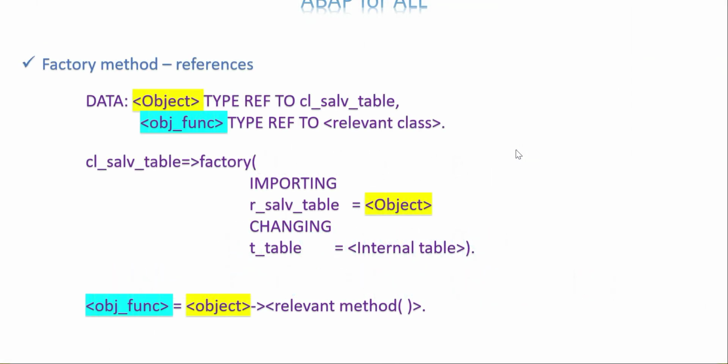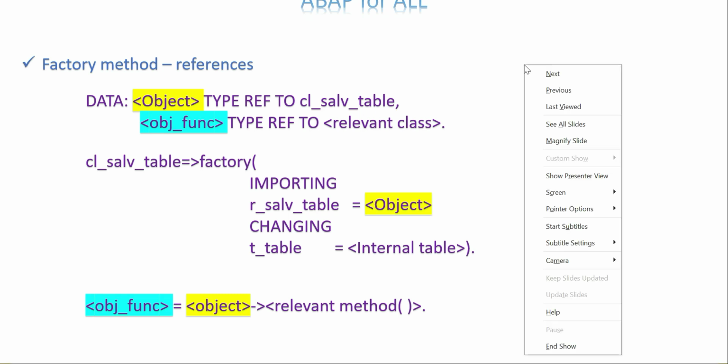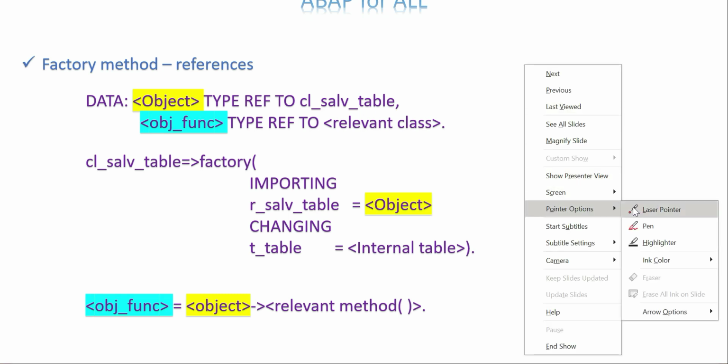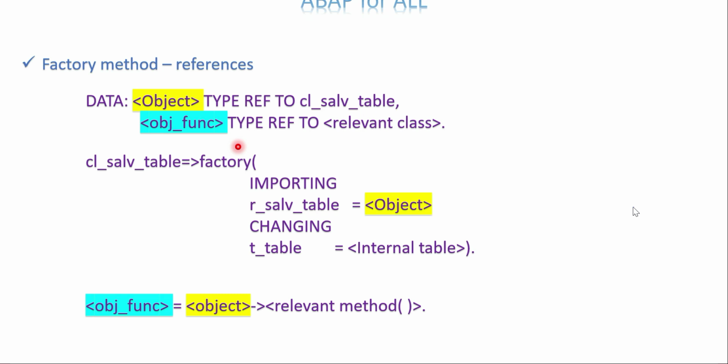So the very basic idea of the factory method is to keep some objects first, depending on your need, and get the reference with the help of some relevant method. The first one is my base object, which refers to the class CL_SALV_TABLE. This is very basic and it's the base one as well, and you get the reference of it with the help of the factory method. Along with that, you have to send the internal table which displays the data in the ALV format. It's very simple. We have already seen it.